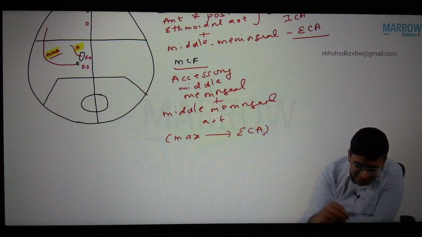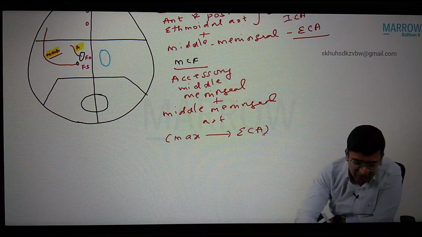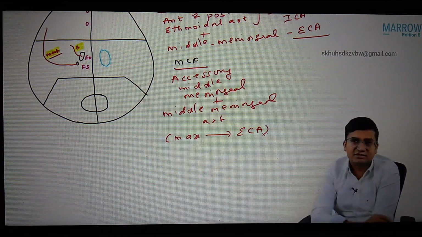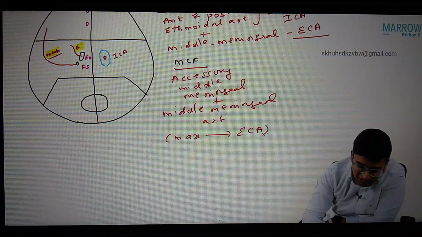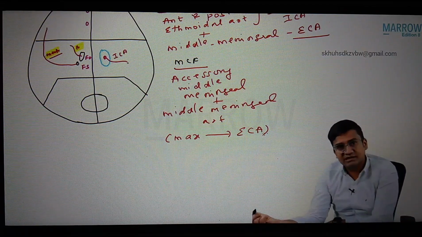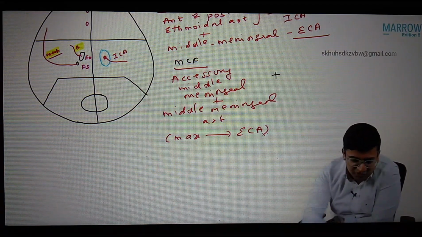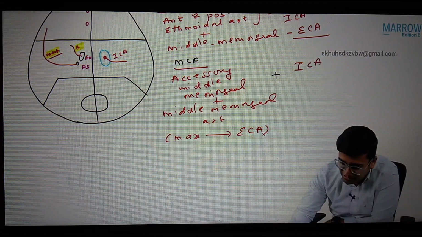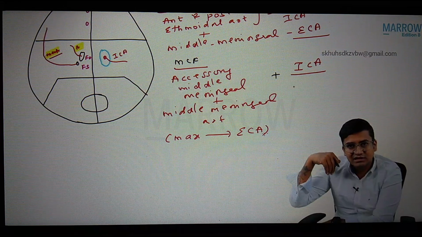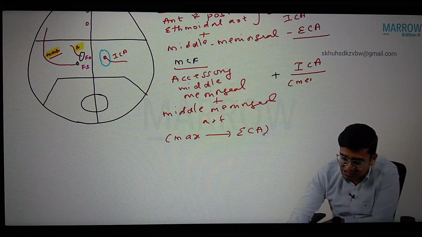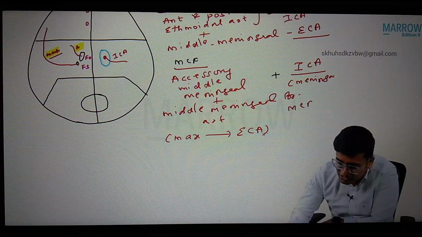Now on either side of the body of the sphenoid bone, we have a cavernous sinus. I am drawing the cavernous sinus on only one side. Through the cavernous sinus, one artery is passing. Which artery? The internal carotid artery. So the internal carotid artery also gives a direct meningeal branch which supplies the dura of the middle cranial fossa. From the cavernous sinus, the internal carotid artery gives a meningeal branch, which supplies the dura of the middle cranial fossa.